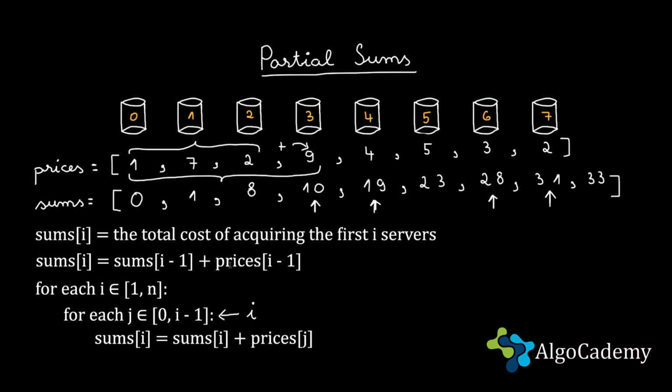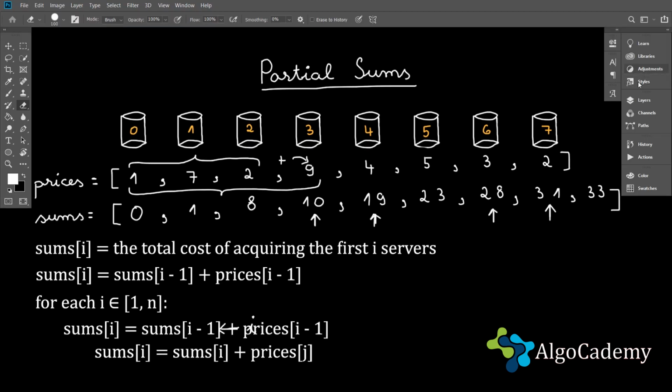And this actually happens, because let's take a look at the order in which we compute the sums. We compute them increasingly. I mean, first sums of 0, then sums of 1, then sums of 2, then sums of 3. So when I want to compute sums of, let's say, 10, I've computed at the previous step sums of 9. So I know that value. This is awesome. What I can do here is the following thing. I can write this. Sums of I is just equal to sums of I minus 1 plus prices of I minus 1. All right. Let me erase this so you can see.